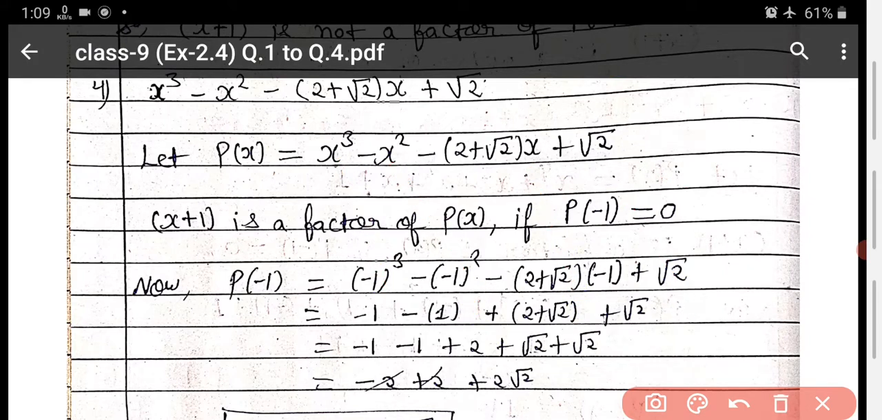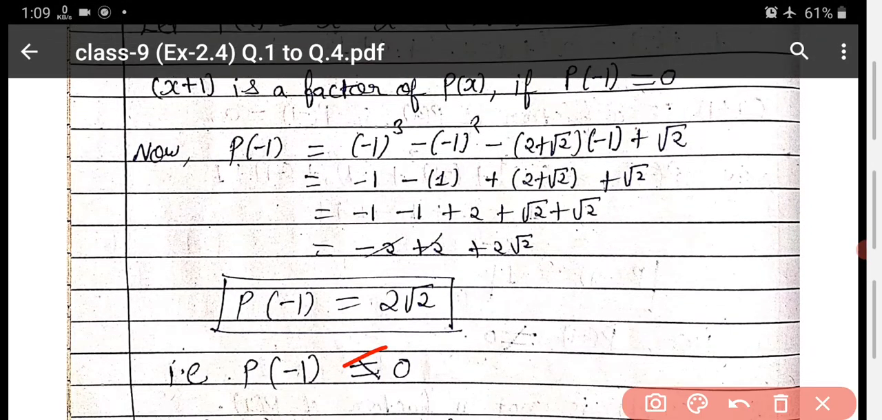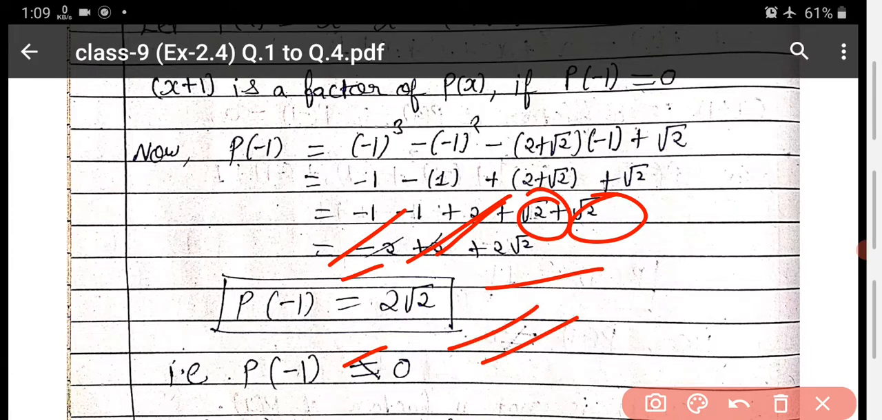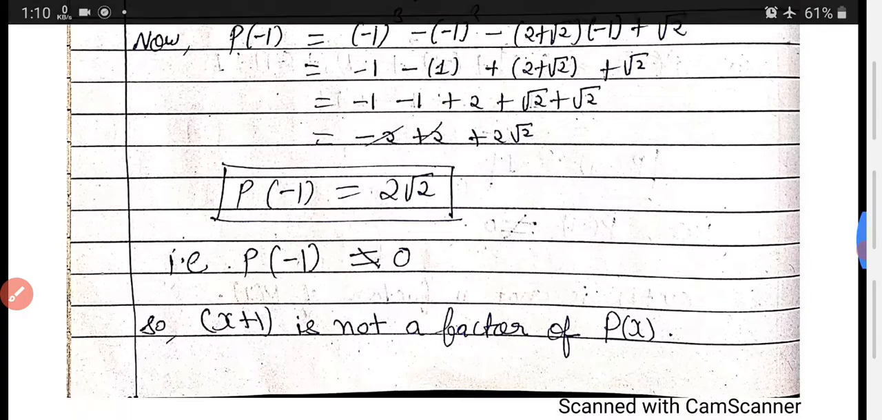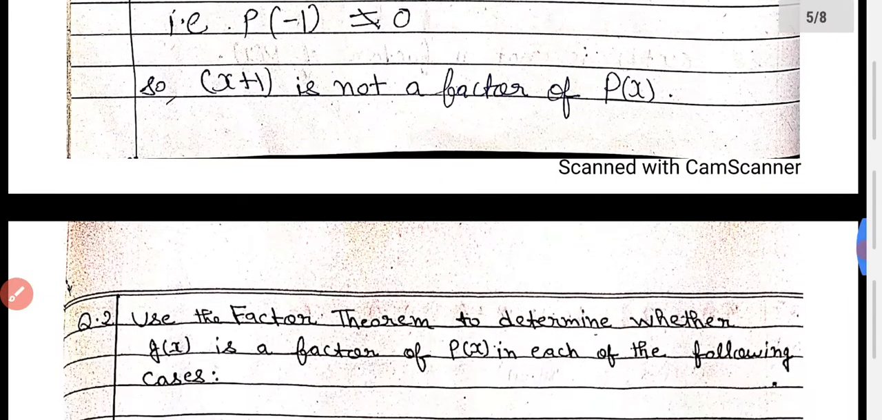Now just calculate under root, power 3, that is negative, power 2, that is positive. When you multiply minus this bracket by this one, minus minus gives plus, so you get plus this number, the same under root 2 as it is. Now just solve. You get minus 1, minus 2 under root 2 plus under root 2. So minus 1, that is minus 2, and then plus 2, and under root 2 terms are there, so you apply 2 under root 2. Just cut 2 by 2, negative and positive, you get 2 under root 2. That is, the remainder is not equal to 0. If the remainder is not 0, you have to say that x plus 1 is not a factor of p(x).